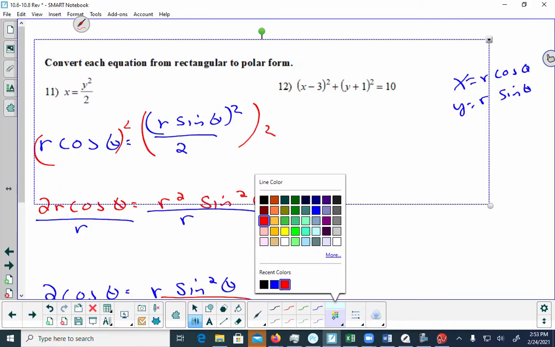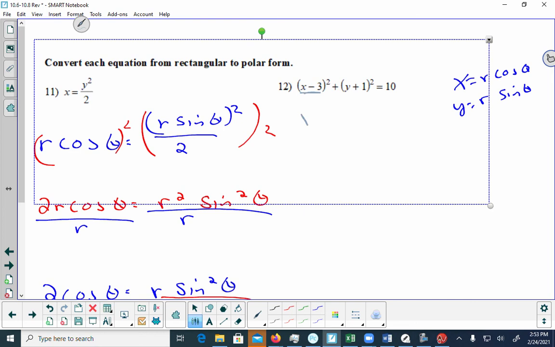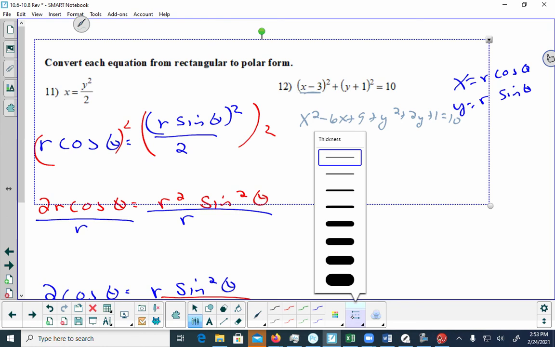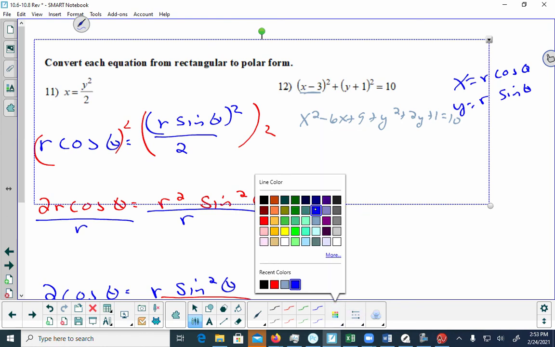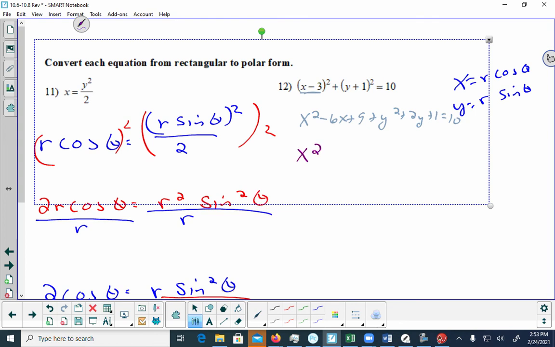So what I am going to do, I find it much easier if I square both binomials. So I'm going to square this and have x squared minus 6x plus 9. Square the next one, plus y squared plus 2y plus 1 is equal to 10. Then I'm going to rewrite it in a way that makes sense to me to change rectangular to polar. So I'm going to say that x squared plus y squared minus 6x plus 2y, and then the 9 plus the 1 will be 10. So I'm going to subtract 10 from both sides, and this will be equal to 0.